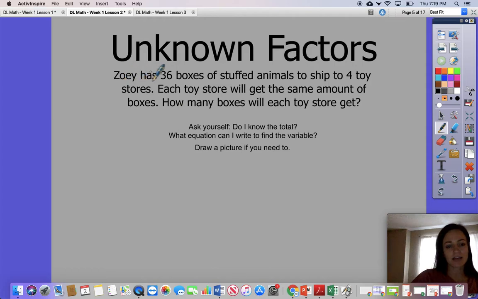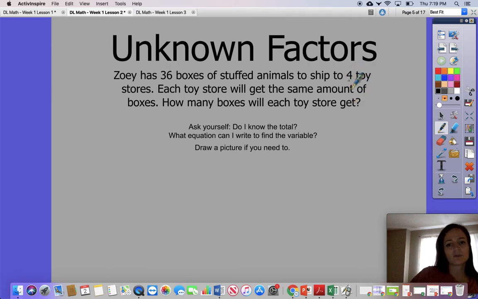All right, Zoe has 36 boxes of stuffed animals to ship to 4 toy stores. Each toy store will get the same amount of boxes. How many boxes will each toy store get? So you're probably wondering, Ms. Cook, how do I know the difference if I'm going to add, subtract, multiply, or divide in these ones?